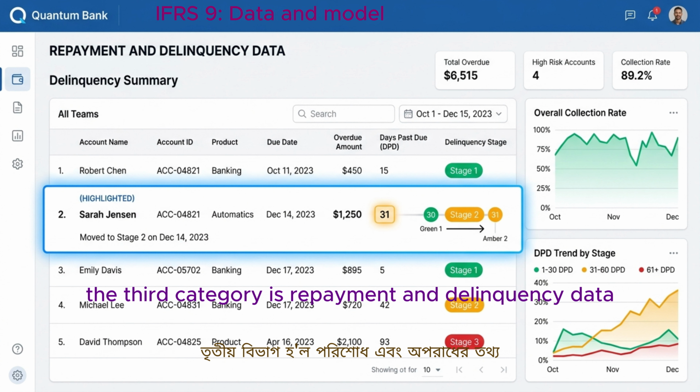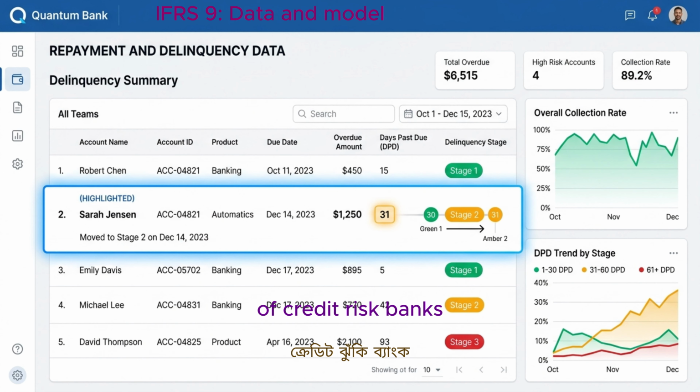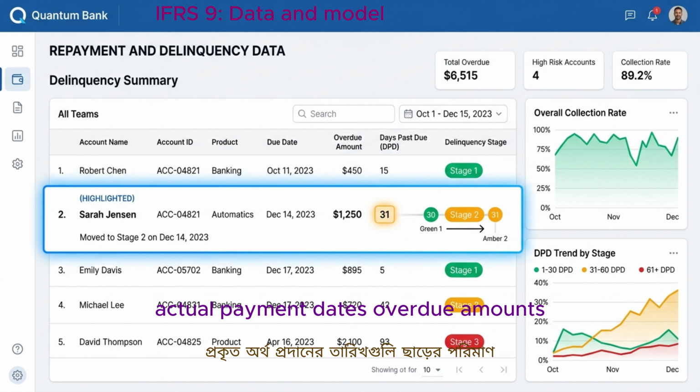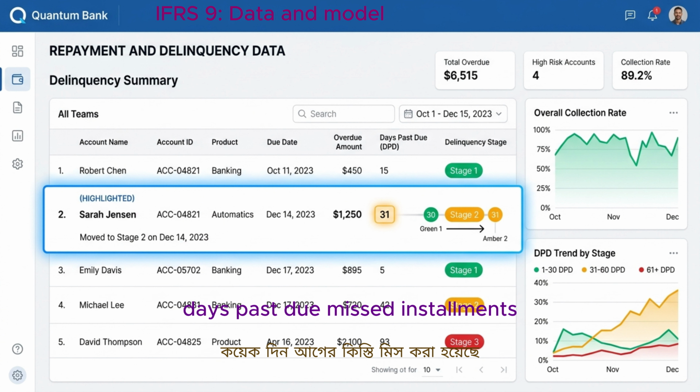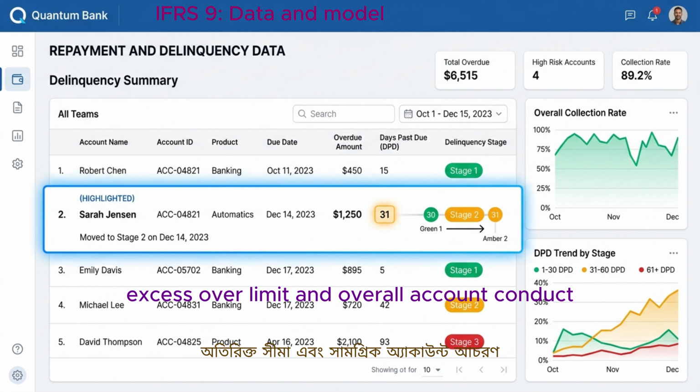The third category is repayment and delinquency data. Repayment behavior is one of the strongest indicators of credit risk. Banks should maintain accurate information about due dates, actual payment dates, overdue amounts, days past due, missed installments, partial payments, check return history, excess over limit, and overall account conduct.